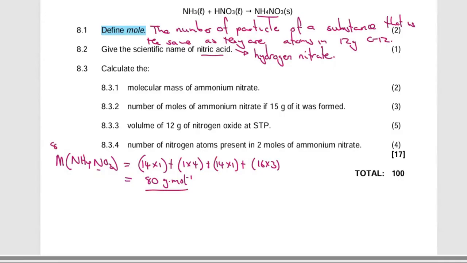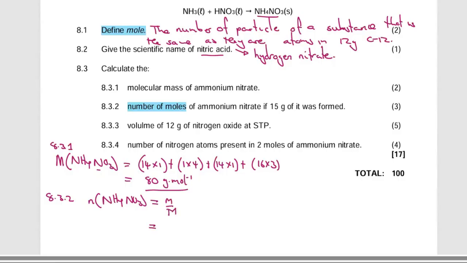So this is question 8.3.1. Then moving on to 8.3.2. It says calculate the number of moles of ammonium nitrate if 15 grams of it was used, right? So what I'm going to do here is calculate the number of moles. By formula, you know the number of moles, NH4NO3. Please just copy the formula as it is from our data sheet.